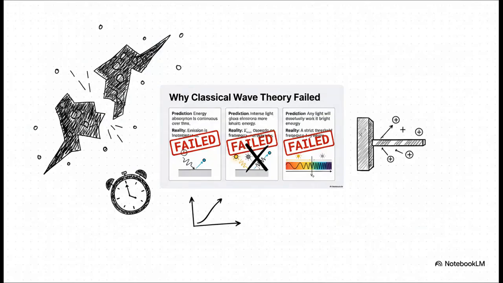So, let's be super clear here. The old theory, the one that treated light like a big, continuous wave spreading out its energy, was a total failure. It said any light should work if it's bright enough. It said brighter light should mean faster electrons. It couldn't explain why the electrons came out instantly. The theory was wrong on every single point. It was completely, totally broken.